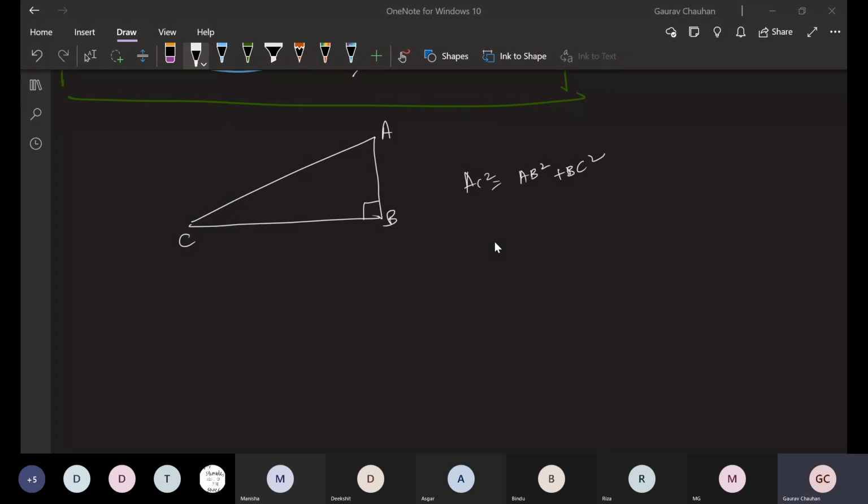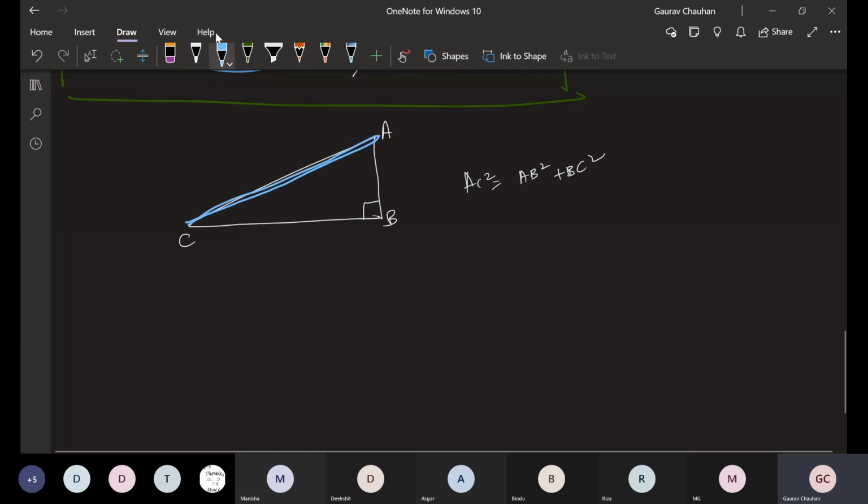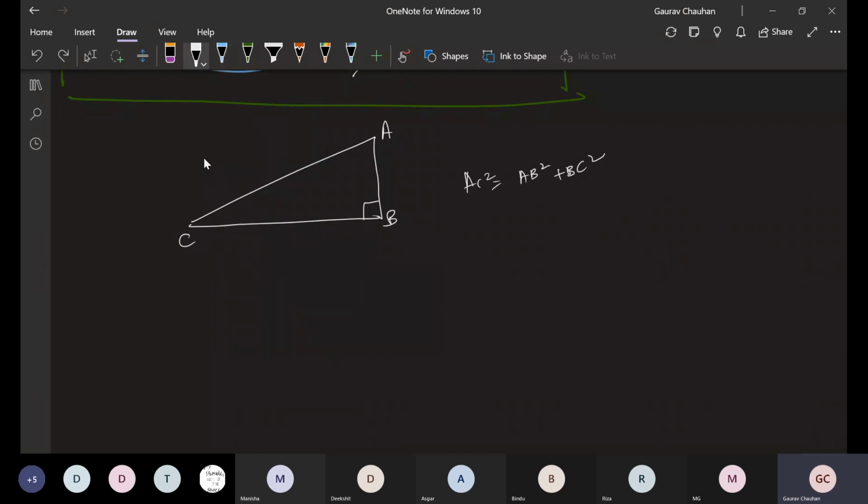Questions open, guys. Manisha, go ahead. Sir, hypotenuse will be the longest side. Hypotenuse, this AC, will be the longest side no matter what happens to AB and BC. So this is one very important understanding you should have, that the hypotenuse will always be the longest side.